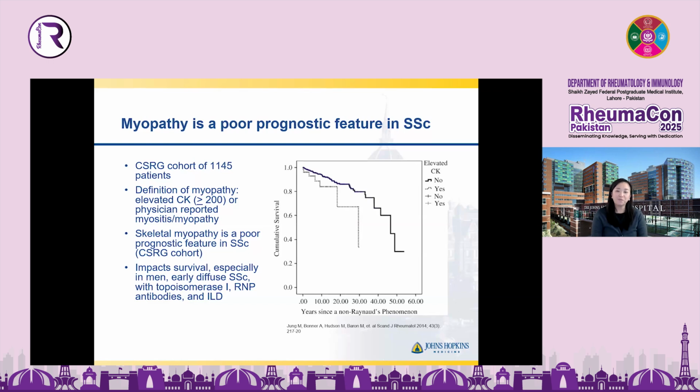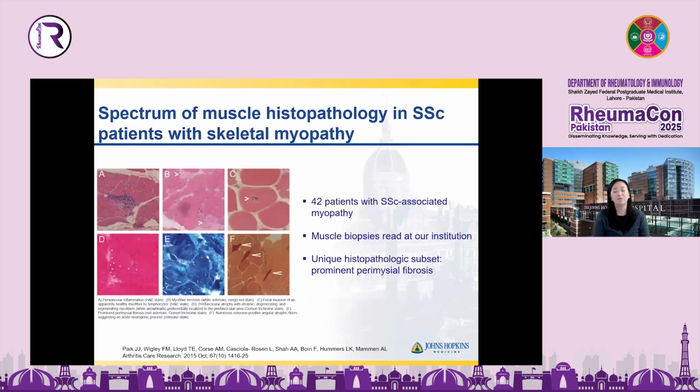And so this is something I've learned over the years, but in patients with scleroderma, if they're male, then they tend to have more severe disease. And this is something we see in the US. And I would love to learn about what you guys see in Pakistan. But these patients, if they're men, they tend to have poorer survival or early diffuse scleroderma. And if they have myopathy, it certainly looks like it impacts survival as well.